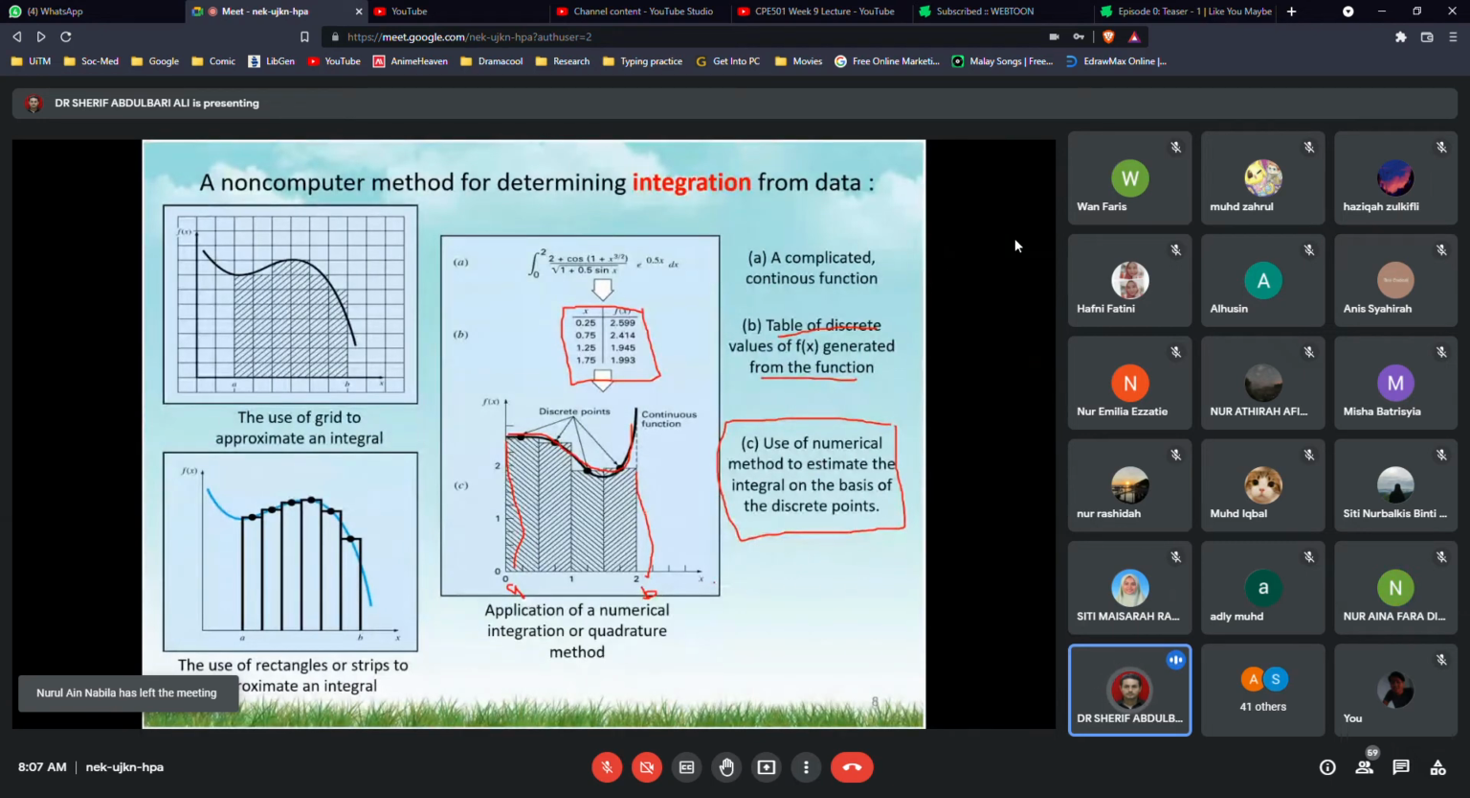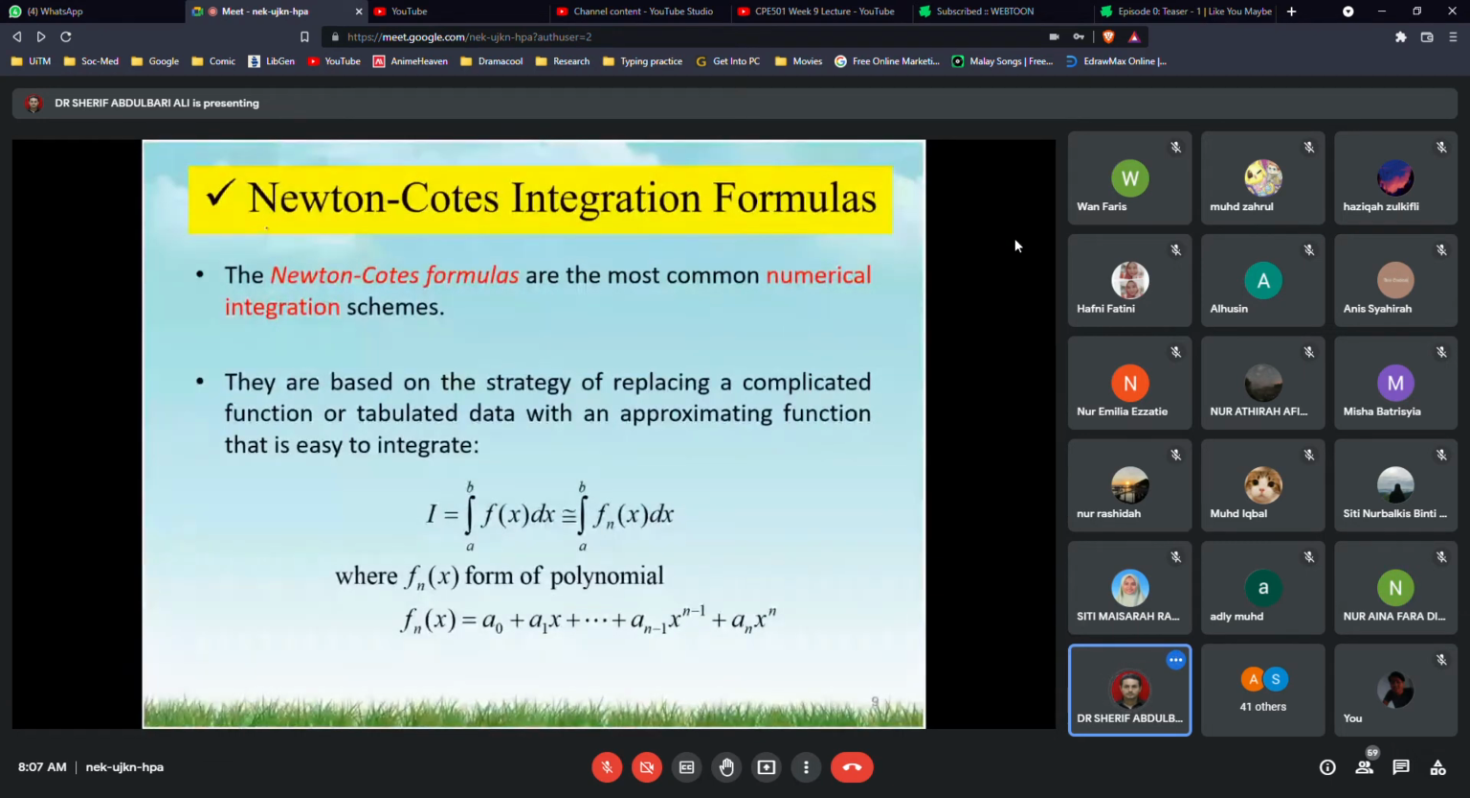We are going to call them the Newton-Cotes methods. So the Newton-Cotes formulas, this is what we are going to cover today. Newton-Cotes integration formulas are the most common numerical integration schemes. The idea here, the strategy, is replacing the complicated function or tabulated data with an approximating function that is going to be easy to integrate. And we are saying here it's approximating.